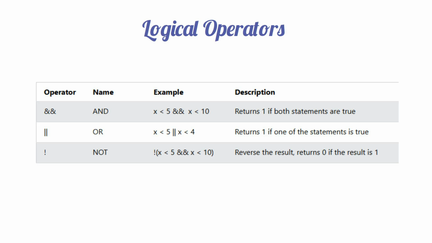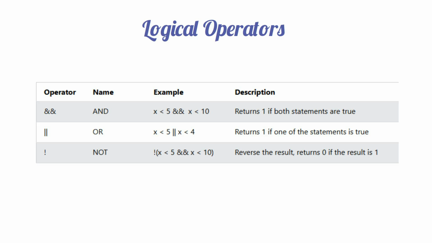Or, if x is less than 5 or x is less than 4. In this, if any one condition is true, this will return 1. Either one of the conditions should be true. In the previous case, both the conditions should be true. That time it will return 1. In the or case, any one of the conditions should be true.